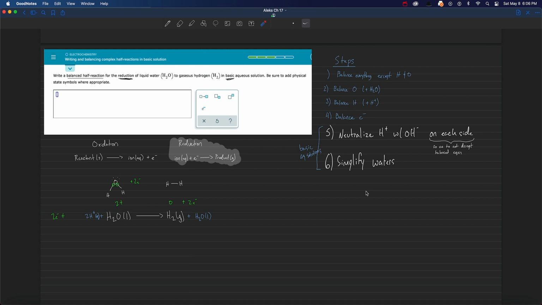Okay, and now the fourth step is to balance out our electrons. We've already done that by proving that this is being reduced. And now we have to go to step 5, which is neutralize our H pluses, our hydrogen ions, by adding hydroxide ions. And you have to do this to both sides so as to not disrupt the equilibrium. So we're going to add 2 OH minuses on both sides.